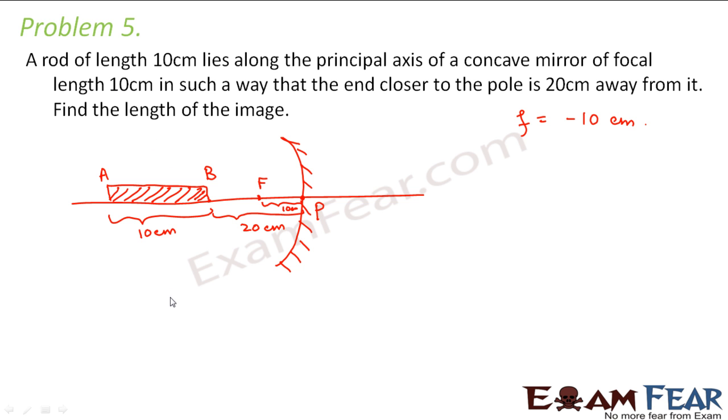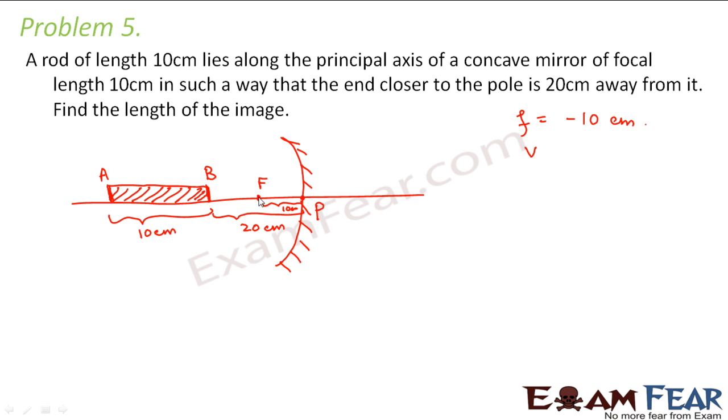Now, so what is the distance of the object? So we have to calculate the length of the image. Now let us look at it in this way. We will consider A as one object and B as another object, and we will see how we are able to find out the image for A as well as B respectively.